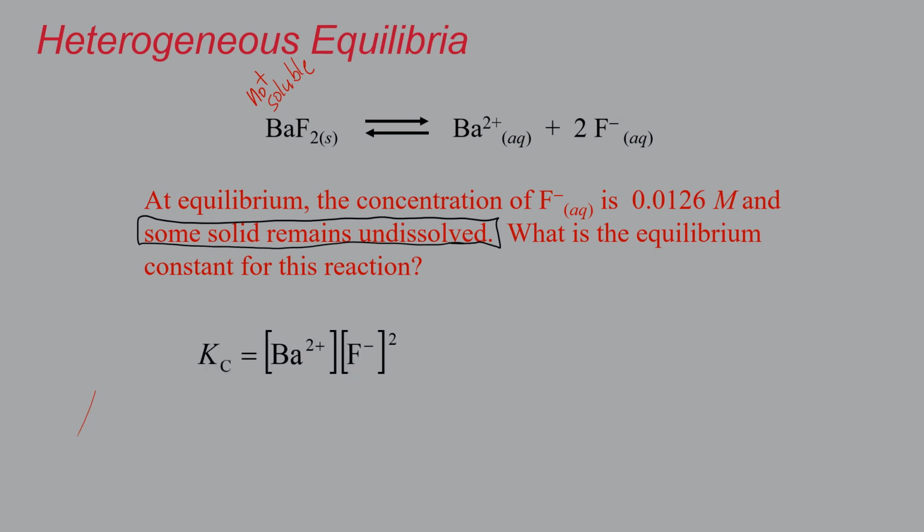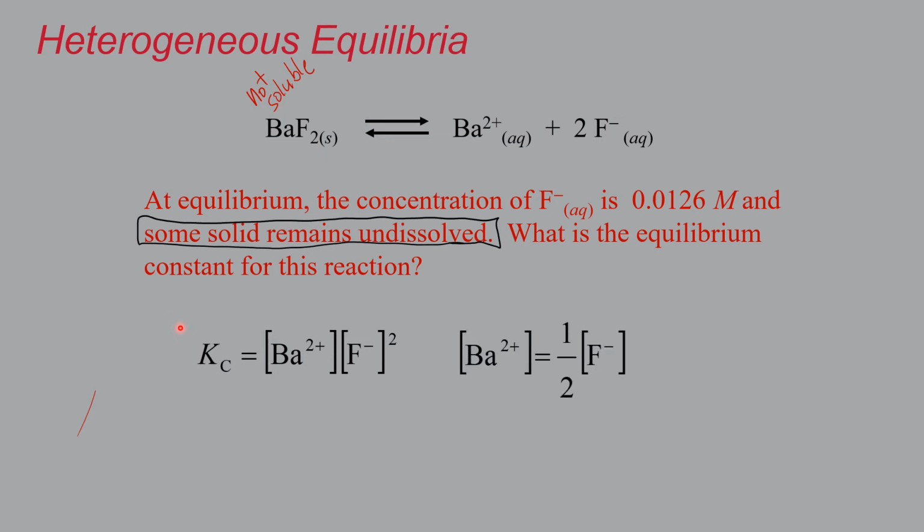Okay. So the equilibrium constant expression, a good starting point for any problem you've got for the next month or so, is just going to be the concentration of barium times the concentration of fluoride squared. Now remember that there's no barium fluoride term because that's a pure solid and its concentration isn't going to change.